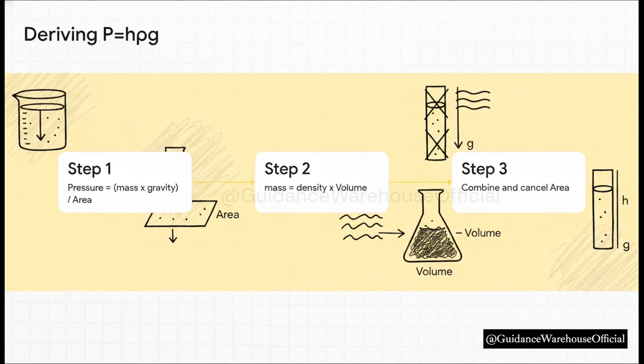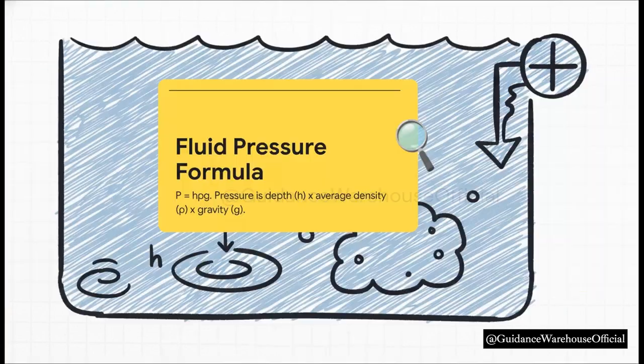Step 2. Mass is just the fluid's density multiplied by its volume. And if we're looking at a column of fluid, its volume is just its horizontal area multiplied by its depth. Okay, step 3. Here's where the magic happens. When we substitute that all back in, we get density times area times depth times gravity, all divided by area. And look at that! The area perfectly cancels out. Which leaves us with this super elegant definition.